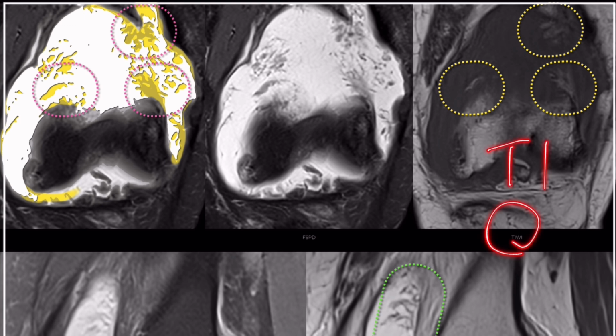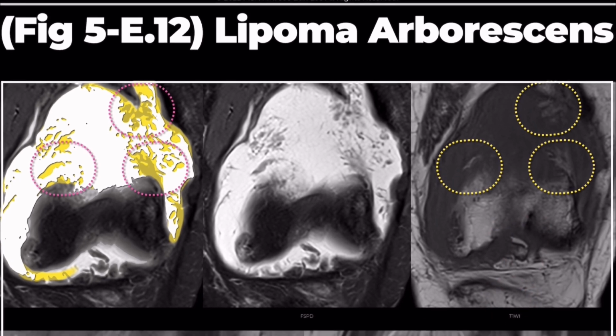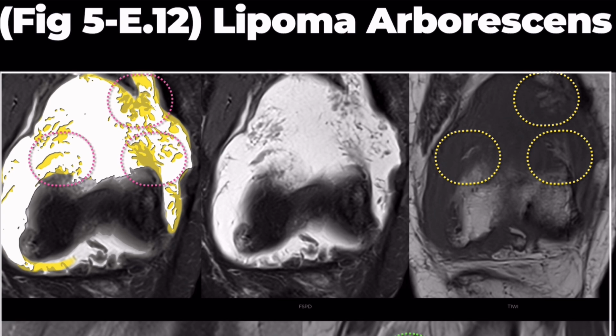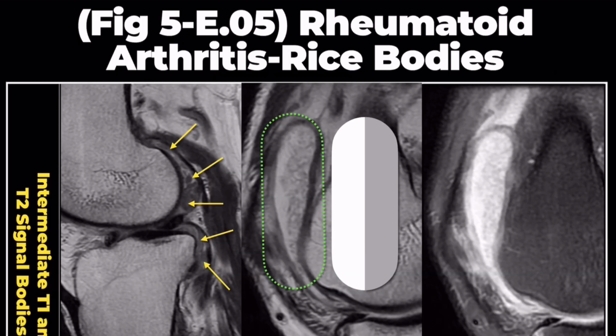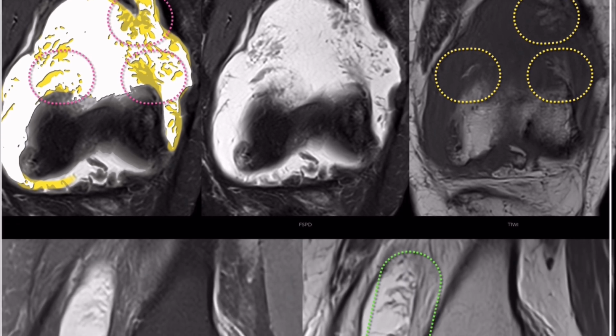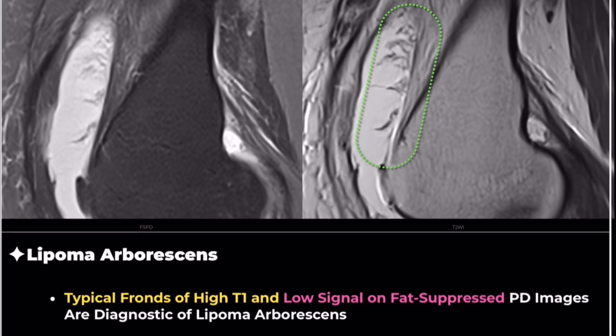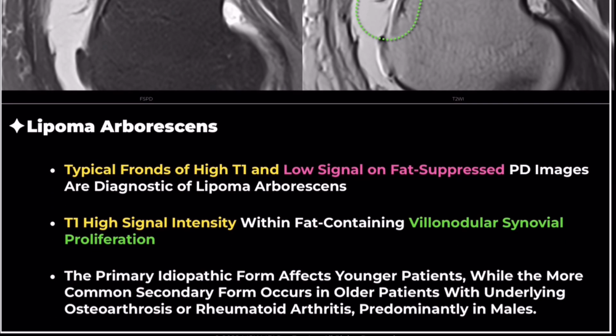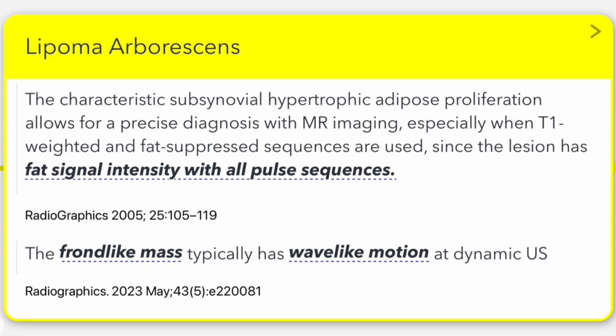To differentiate, unlike rice bodies which do not exhibit fat signals, this is indicative of Lipoma Arborescens. Lipoma Arborescens is a non-neoplastic villous synovial proliferation characterized by the replacement of subsynovial connective tissue with mature fat and scattered inflammatory cells.